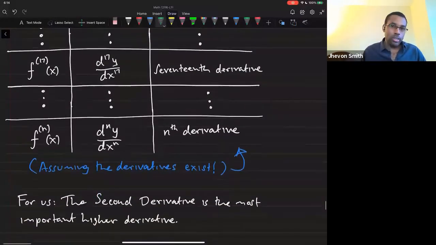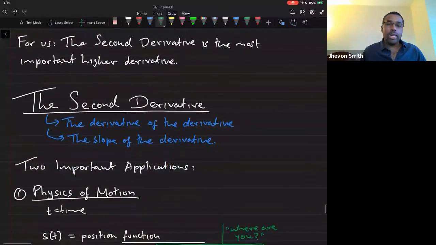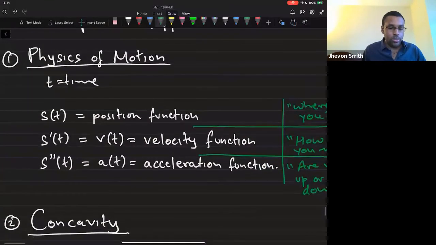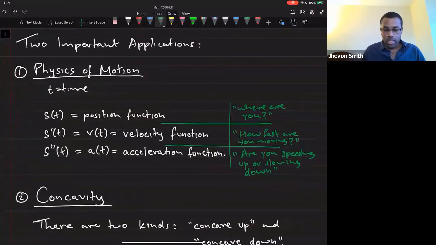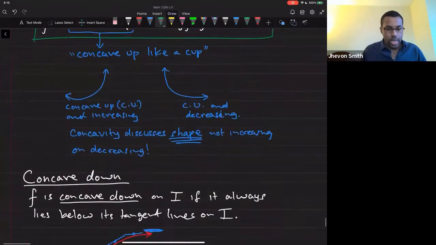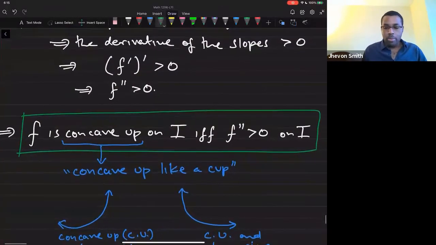So we looked at the notation for that, and we looked at one of them specifically. We singled out the second derivative. It is the other one that we're going to use a lot of information for. One application is to the physics of motion. Acceleration can be thought of as the second derivative of position, as well as concavity. And concavity is where we kind of wrap things up. It's talking about the shape of a graph. Essentially, we are concave up.